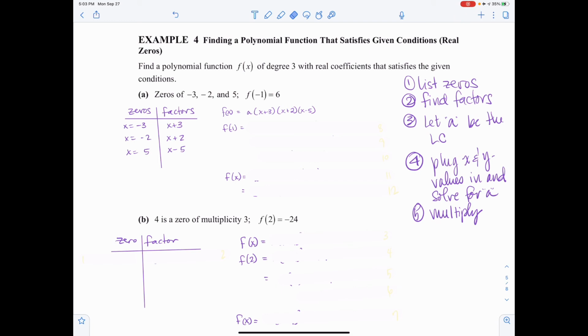So number 1, list the zeros. Number 2, find the factors. Number 3, let A be the leading coefficient. All right, number 4, plug in your x and y values and solve for A.